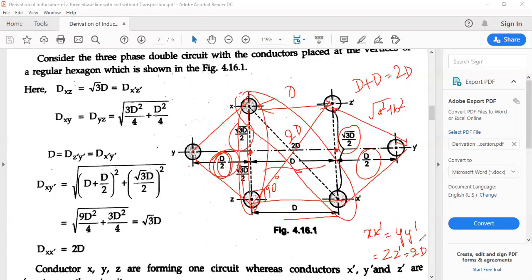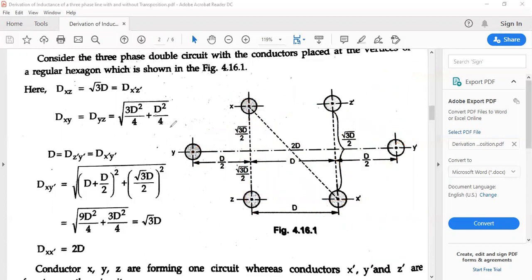Next, how do I find out the remaining distances? First, you can go for the Pythagorean theorem easily. dxy is to be found out, that is this distance. dyz is the same as dyz, this distance is the same. So what do you need to do? You need to take the Pythagorean equation, root of a squared plus b squared equals distance xy. So that is found out. Next, in the same manner you can find out dyz, dy'z', and dx'y'.